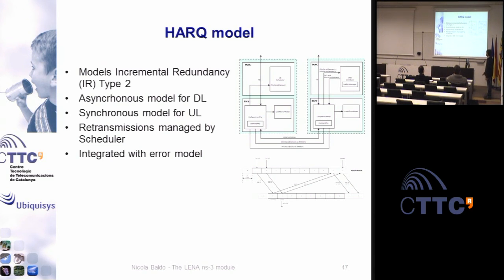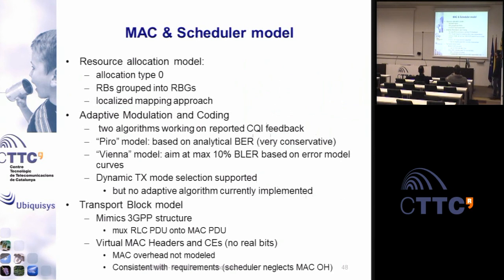From the point of view of the MAC, we make one assumption about the resource allocation model that is used: we stick just to allocation type 0. In the future we might get over this assumption, but for the moment we are using that. It means also that all our schedulers have to work with this allocation type, which uses resource blocks grouped into resource block groups together with the localized mapping approach.